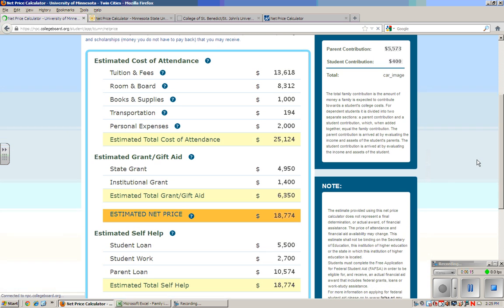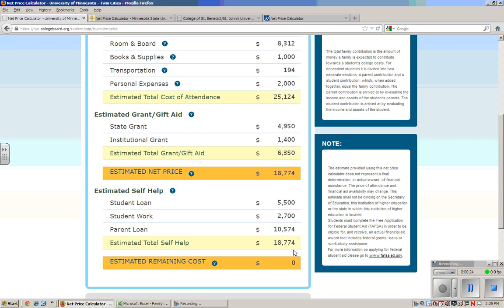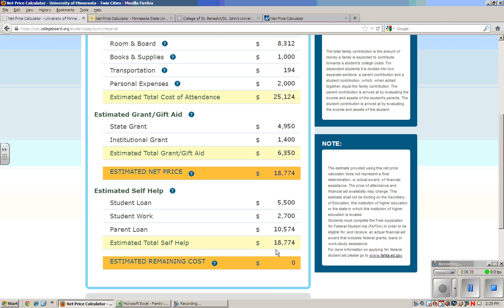All right, and here, sorry about that delay. Here what you see are the total costs that are involved. These are many of the things that we talked about, the estimated grants, and the total self-help that you would have to have. You can see that broken down between student loan and parent loan that's expected for you there. So that would compare to that amount here, which is consistent with this amount over here. To give you an idea.